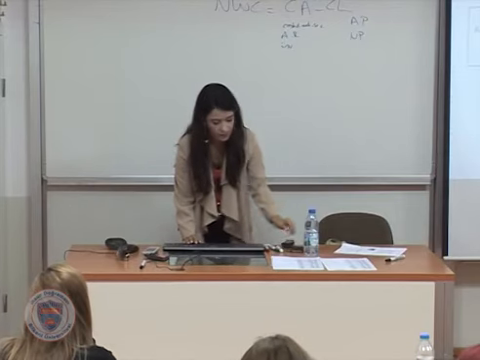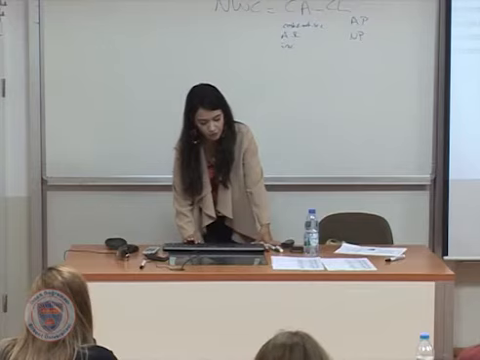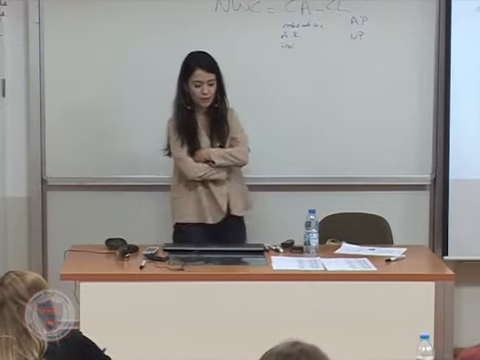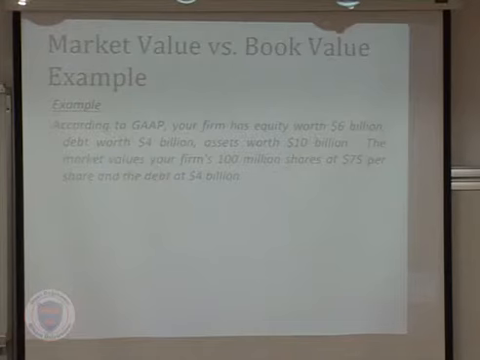Let's look at this question. It's very simple. According to GAAP, your firm has equity worth $6 billion, debt worth 4 billion, assets worth 10 billion. What is GAAP? It's a way of doing accounting.